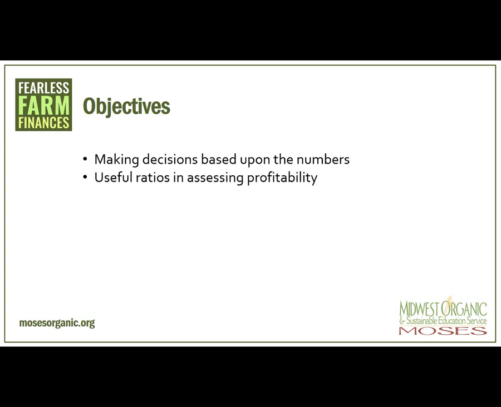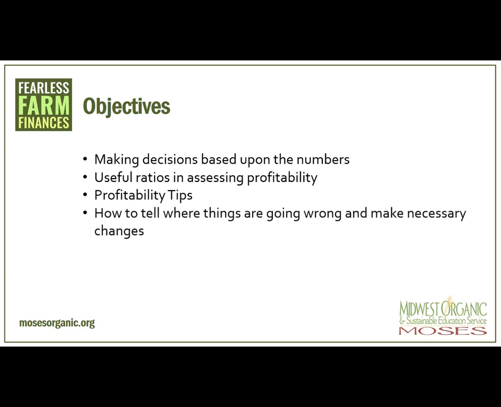So our objectives for this lesson are making decisions based upon the numbers. How do we do that? What useful ratios should we focus on in assessing profitability of our business? And then what are some tips to maintain profitability? And then how do we tell where things are going wrong and make necessary changes? What do we look at? What should we try to discern from that information and make good decisions going forward?